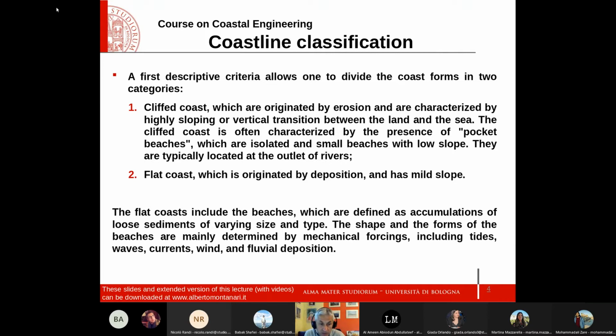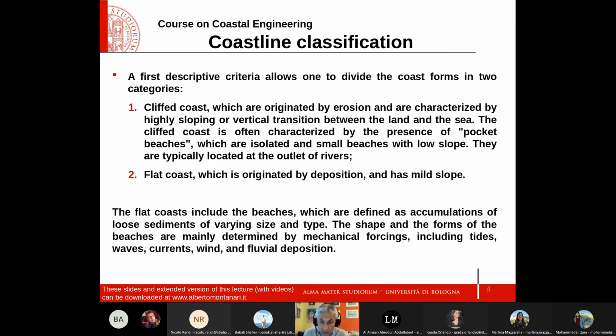We may have cliffed coasts, and these cliffed coasts are originated by erosion and are characterized by highly sloping or vertical transition between the land and the sea. And this is, in most of the cases, a coast that is originated, according to a genetic classification, typically by land uplift. But let's focus on the descriptive criteria.